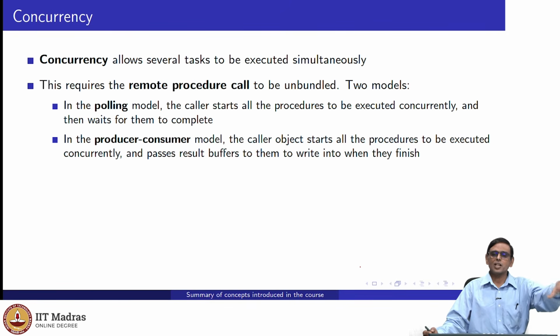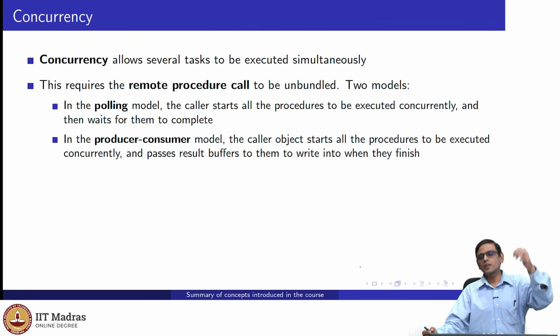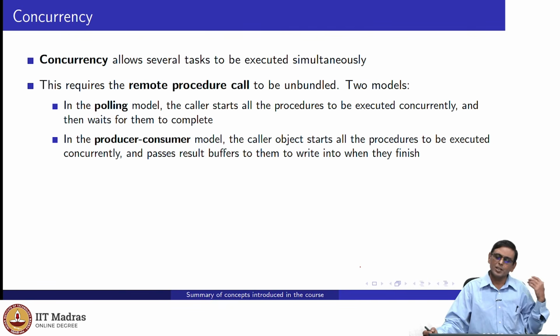In polling, the caller starts the procedure and waits for the procedure to complete. The object which is called then tells the caller that it's complete. When it tells it, the caller retrieves the result. In the producer consumer model, the producer sends a buffer to the consumer, and the consumer sends a buffer to the producer. The producer, when it finishes, writes the result in the buffer. Meanwhile, the consumer can be doing other things. When the consumer is done, it can read the value from the buffer and move on. This is how the producer consumer model works.